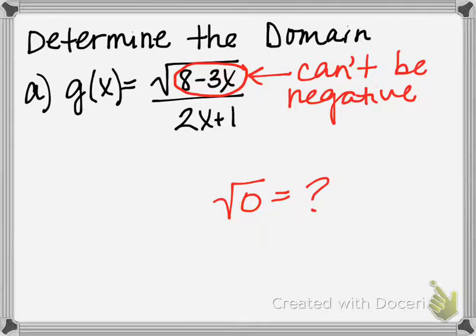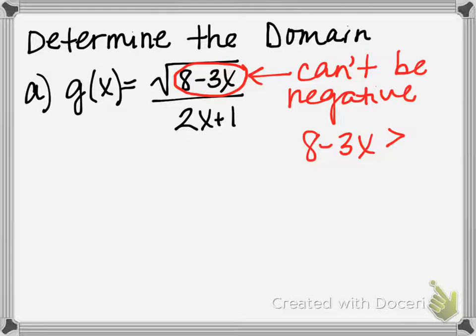And the answer there is absolutely yes. The square root of 0 is just 0. So it's okay to have 0 inside of a square root, or a positive number. In this case, it's only a negative number that is not going to be okay. So that means what's inside our square root, which is 8 minus 3x, must be greater than or equal to 0. It has to be bigger or equal to 0.